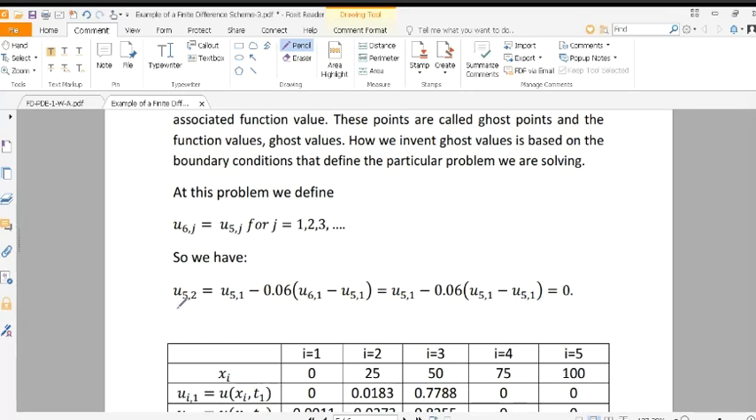U5 and 2 equals U5 and 1 minus 0.06 times (U6 and 1 minus U5 and 5). And we replace U6 and 1 by U5 and 1, and the result is 0.